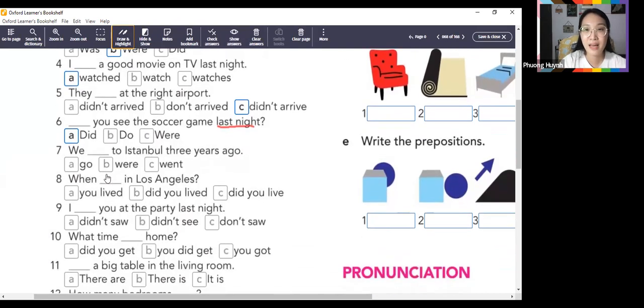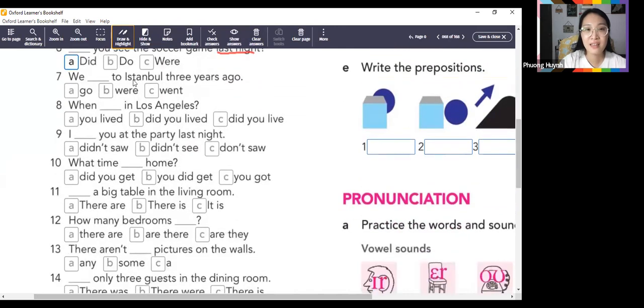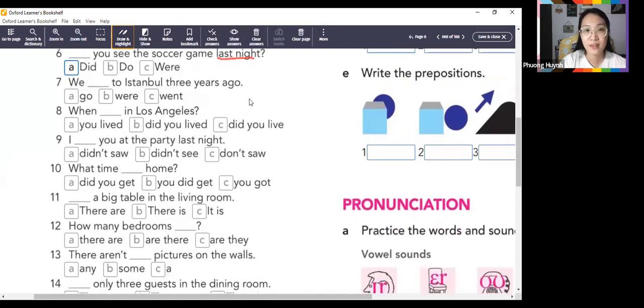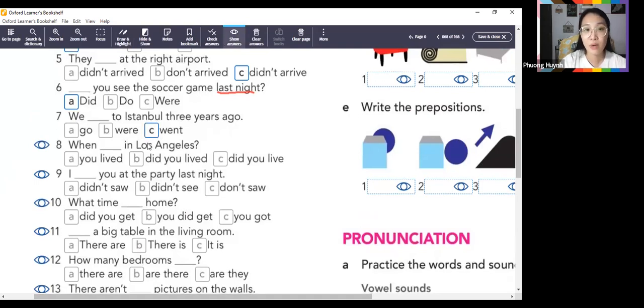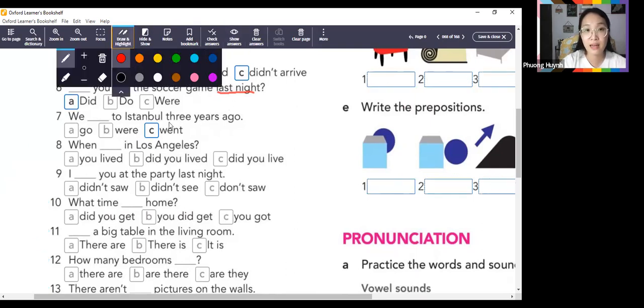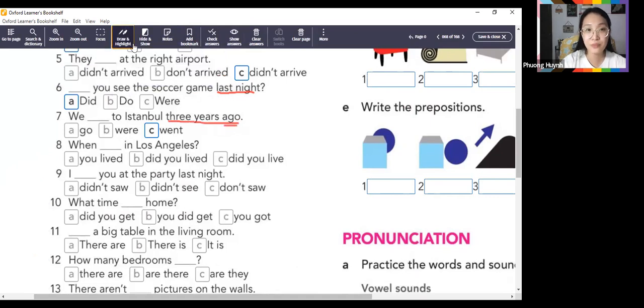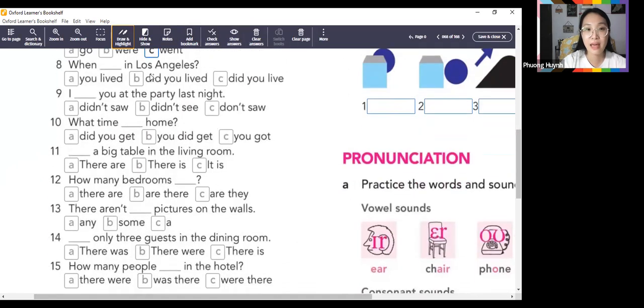Rồi. Câu số 7 bạn, number 7. Istanbul 3 years ago. Rồi thì mình go to hay were to hay went to, chắc chắn câu này mình sẽ chọn là câu C. We went to Istanbul 3 years ago. Có cái keyword nhé bạn. Keyword ở đây là 3 years ago nè. Có chữ ago nè. Còn câu trên đây là last nè. Rồi. Câu số 8 bạn, number 8.